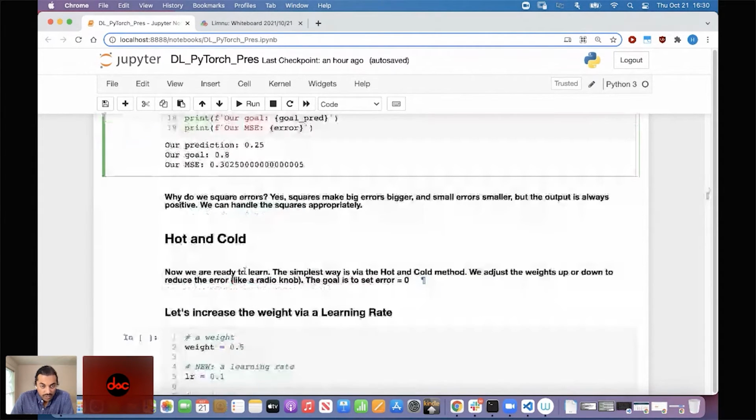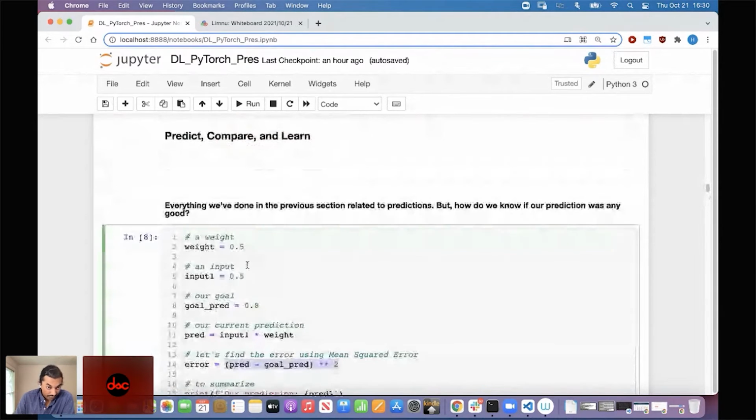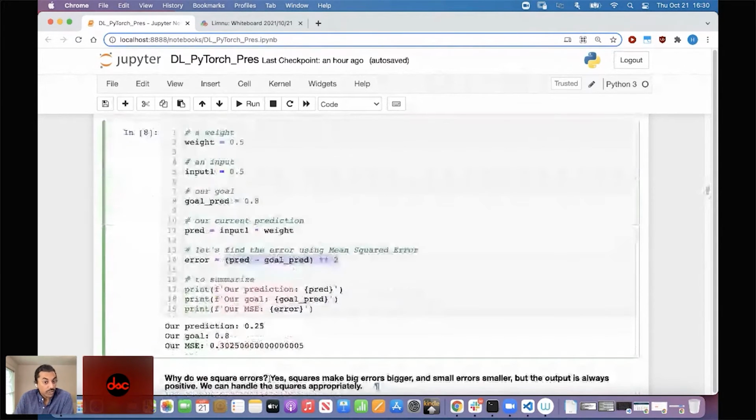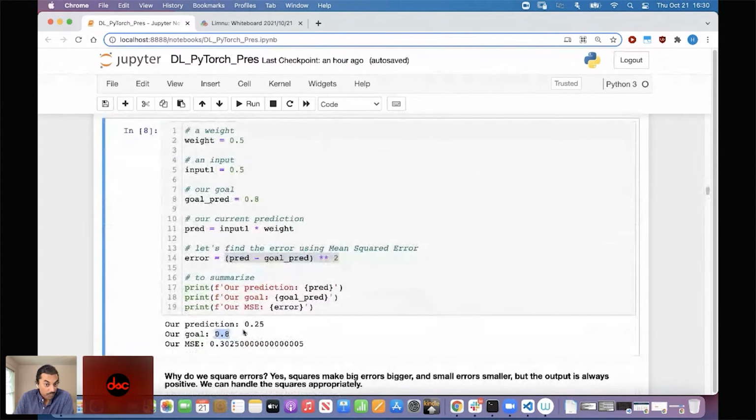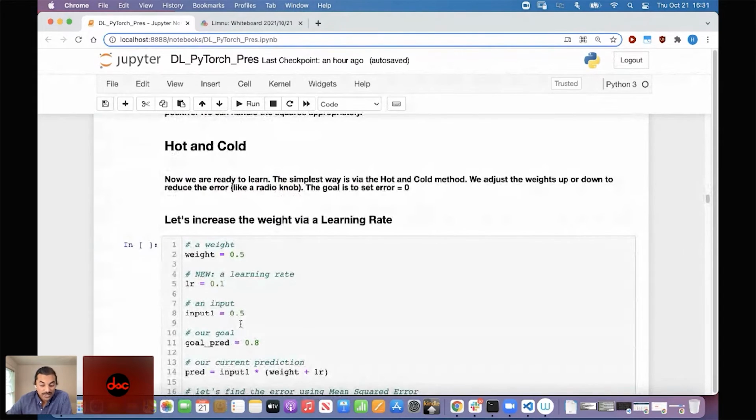One way that we can figure out the best way to find a weight is a kind of brute force method called hot and cold, right? So in this example, you can see that our weight is 0.5, right? And our input is 0.5, and we are trying to get to 0.8. But our prediction right now is 0.25. So it's way off, right? So one way to reduce this error and get closer to our goal is by increasing the weight by something called a learning rate. And I want to put your attention to this line here.